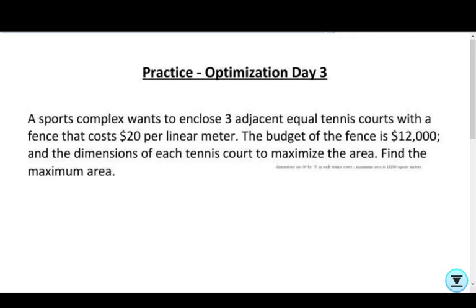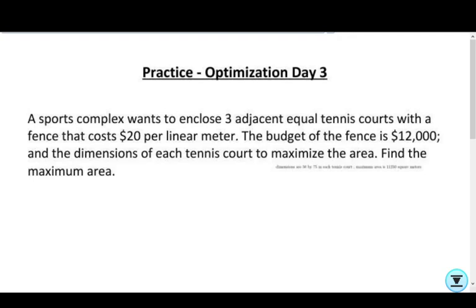Okay, so we've been practicing optimization. This is basically day 3. We've done basic area and volume equations where we're given a shape and we just use the equations that we already know. So today we're going to be actually creating our own equation.